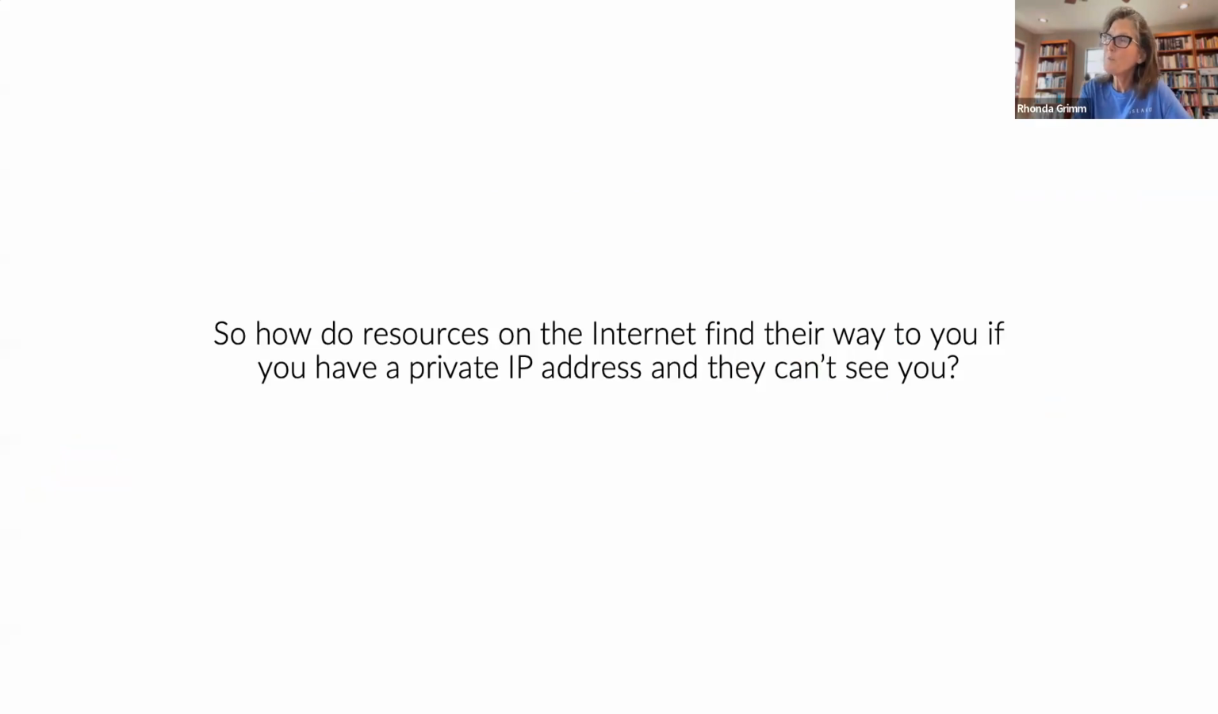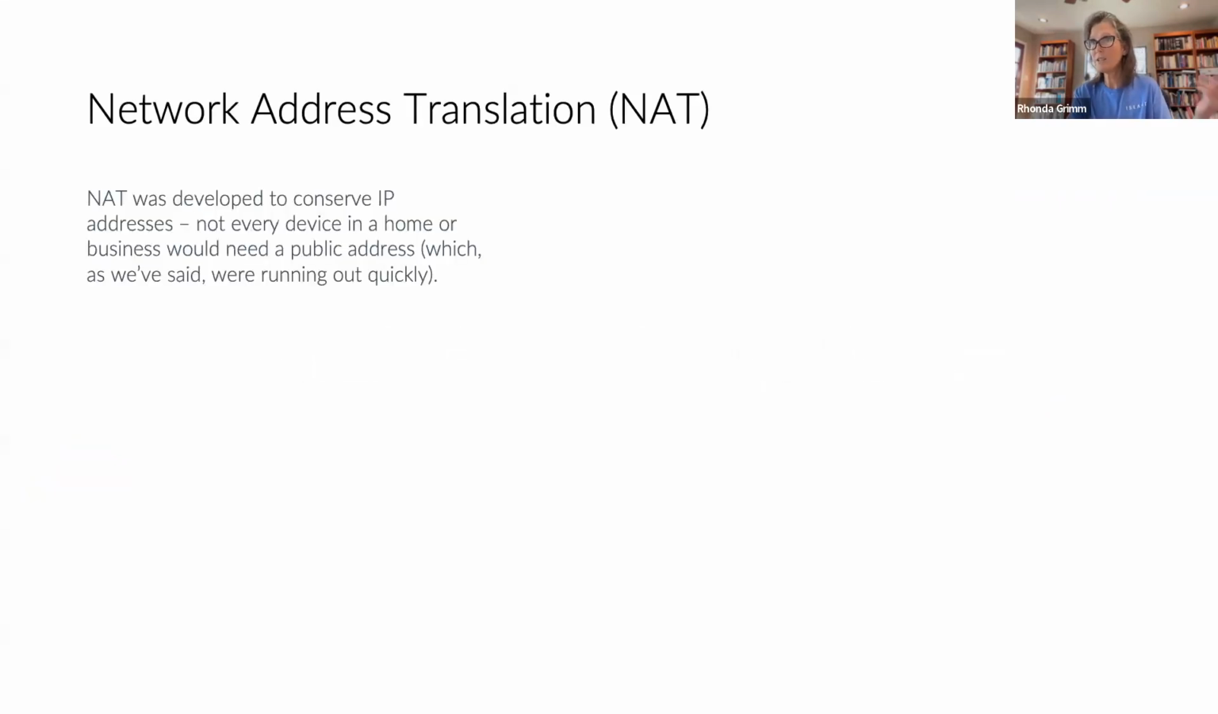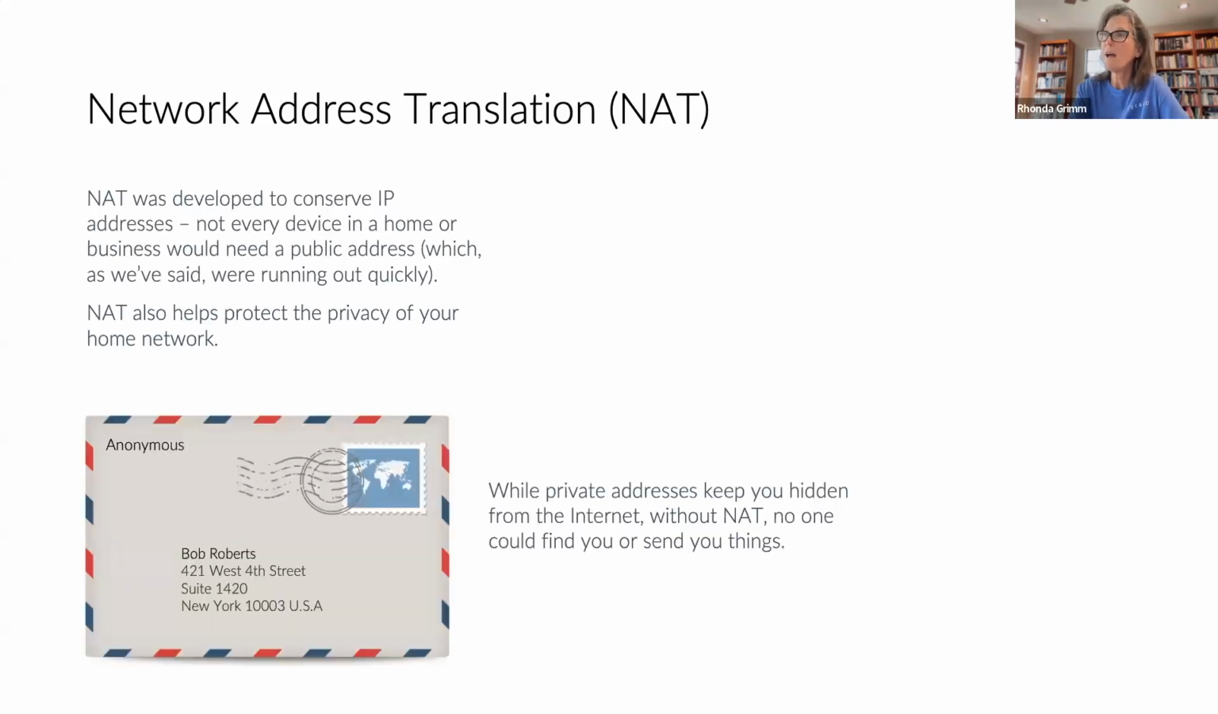So it begs the question, if you've got private IP addresses and you're wanting somebody to connect to you from the internet, how in the world do they find you? So enter network address translation. NAT was developed to conserve IP addresses. It also helps protect your privacy because you're not reachable behind your NAT router. So in a way, private addresses are a lot like sending an envelope with an anonymous originator. You can't really expect a response if they don't know how to write back to you.